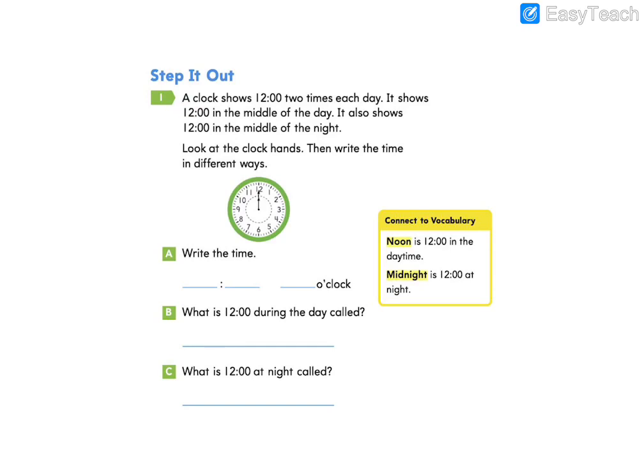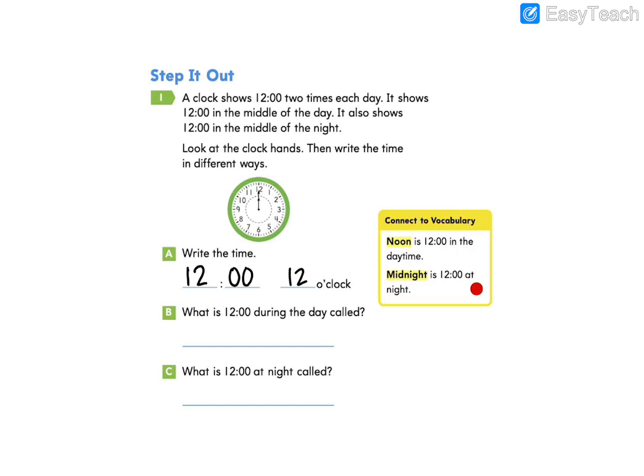A clock shows 12 two times each day. It shows 12 in the middle of the day, and it also shows 12 in the middle of the night. So here's our clock hands. Let's write the time. The minute hand is at 12, so we know it's at 0 minutes. It's at the start of the hour, and the hour hand is pointing right at 12. This shows us it's 12 o'clock.